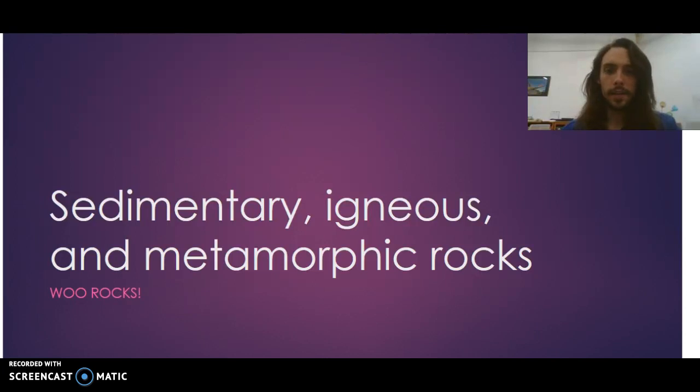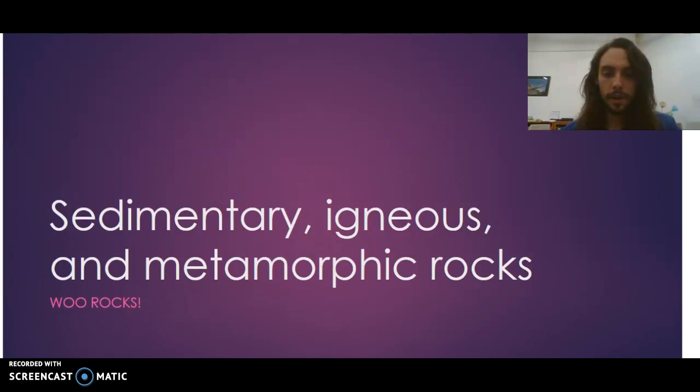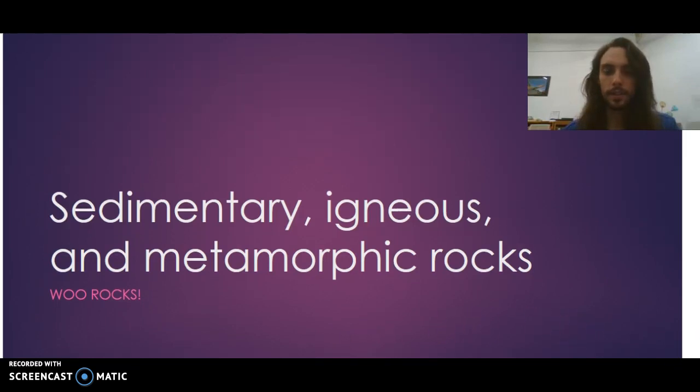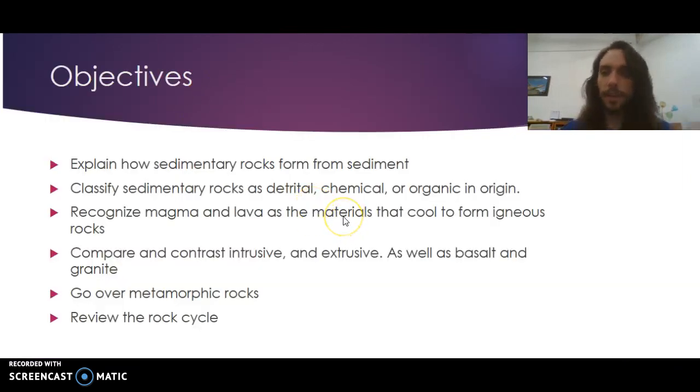So today, as I try and figure out how to make this screen bigger, is going to be sedimentary, igneous, and metamorphic rocks. Woo, rocks! So you've already gotten a little bit of an explanation when we went through the rock cycle, so we'll just go pretty quickly through this.